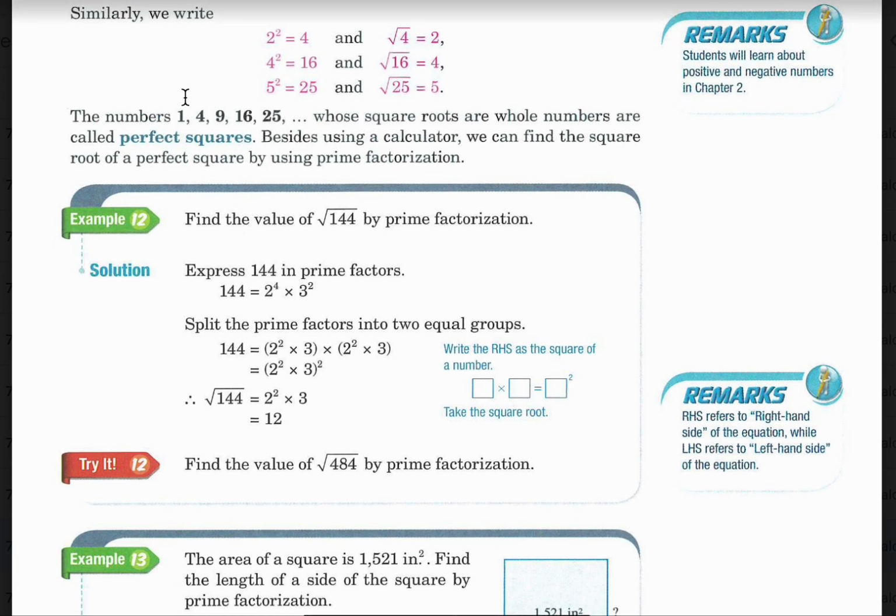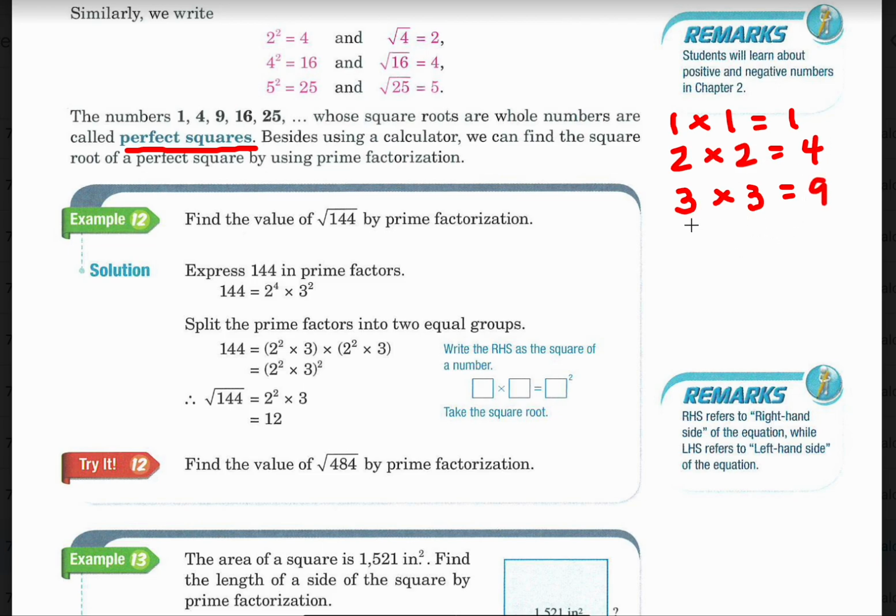Now we actually call these numbers 1, 4, 9, 16, and 25 perfect squares because they can perfectly go into a square root. Okay, so 1 multiplied by itself is equal to 1. 2 multiplied by itself is equal to 4. 3 multiplied by itself is equal to 9. So these numbers right here are called perfect squares. Their answers are whole numbers.